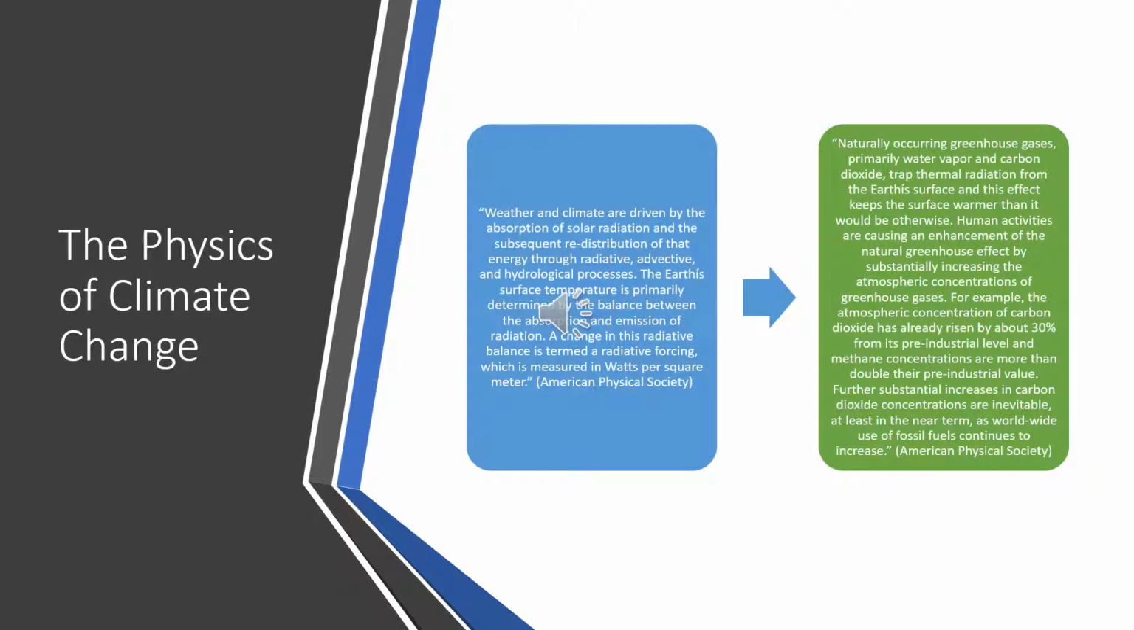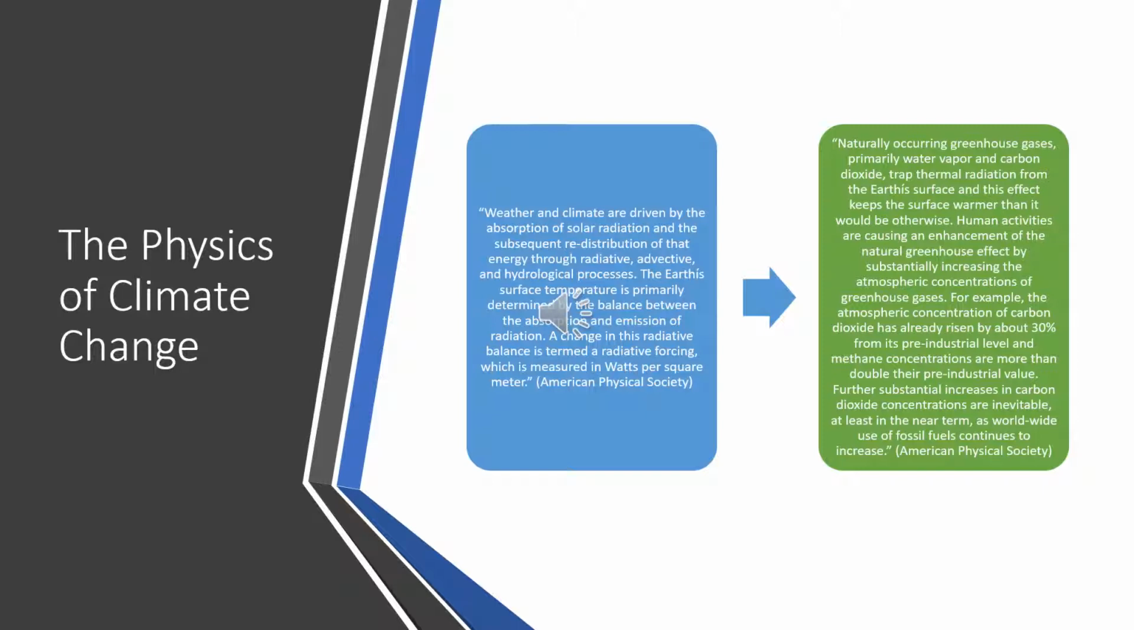Weather and climate are driven by the absorption of solar radiation and the subsequent redistribution of that energy through radiative, advective, and hydrological processes. The Earth's surface temperature is primarily determined by the balance between the absorption and emission of radiation. A change in this radiative balance is termed a radiative forcing, which is measured in watts per square meter, according to the American Physical Society.